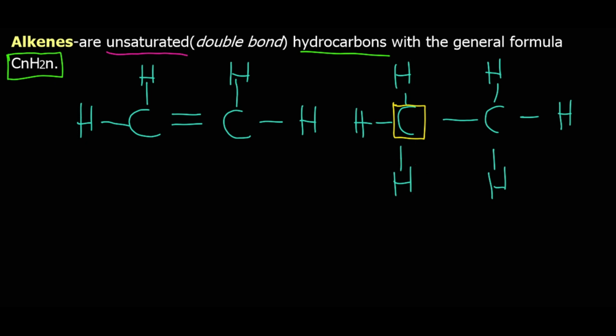For this one, the alkane, there are only 4 bonds, because this is 1, this is 2, this is 3, and this is 4. So a carbon can only contain a maximum of 4 bonds. Even this one: 1, 2, and then plus this 2, that is 4. So that is something very important about the alkenes.